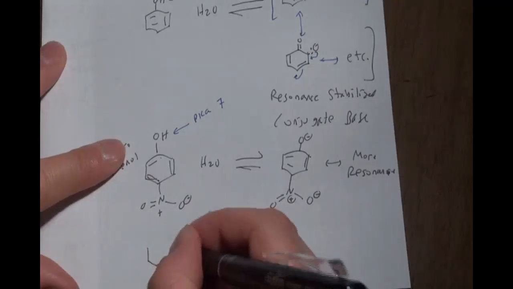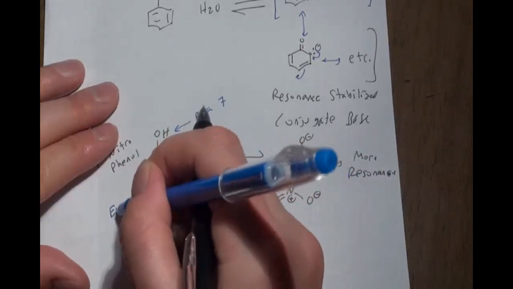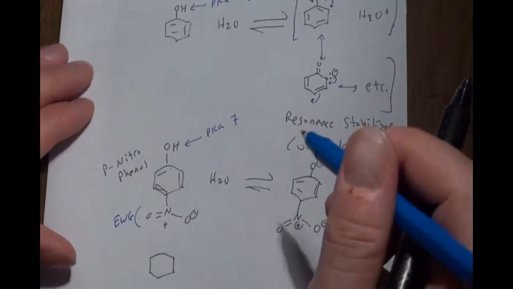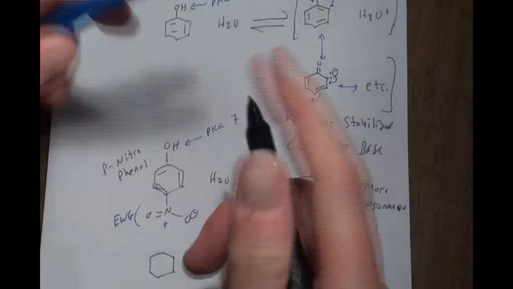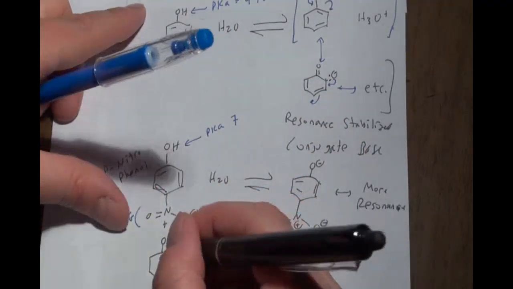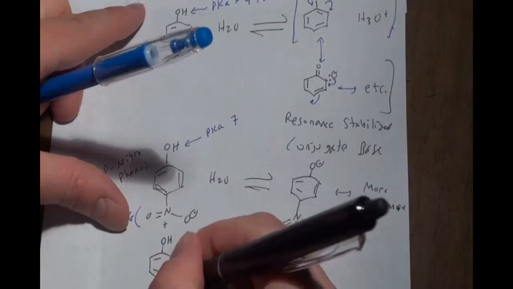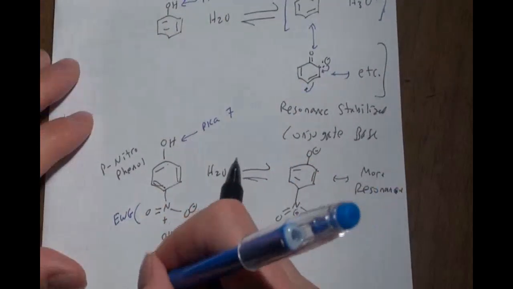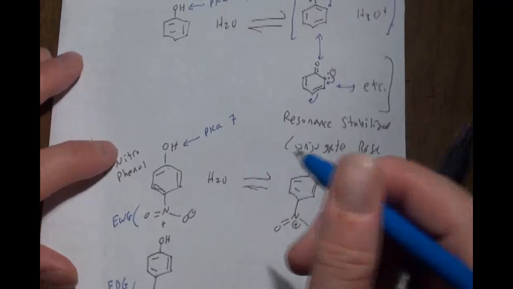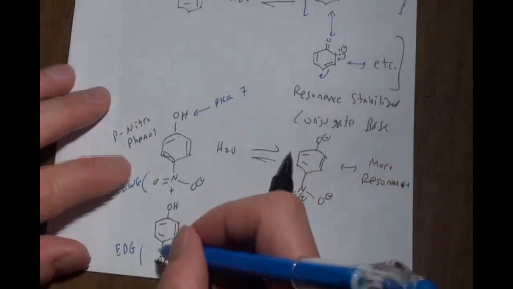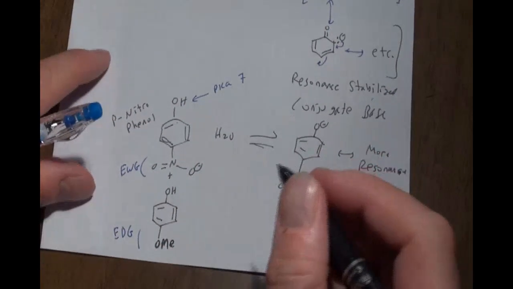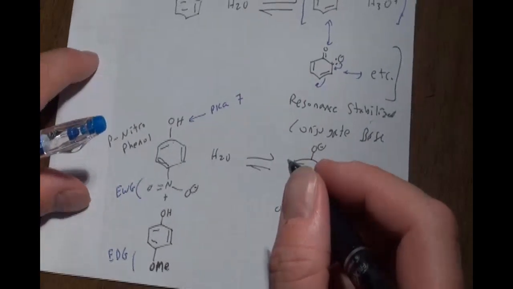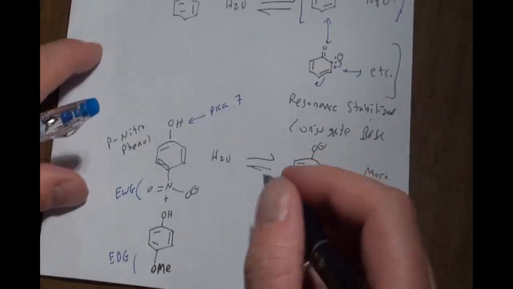And that's an electron withdrawing group, EWG. It's withdrawing electrons. Nitro is considered an electron withdrawing group, okay? What about if you have an electron donating group, EDG? O-methyl ether, OMe. Is that going to make it more acidic or less acidic?